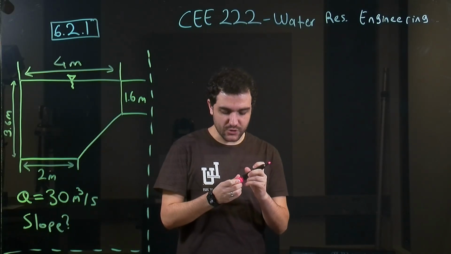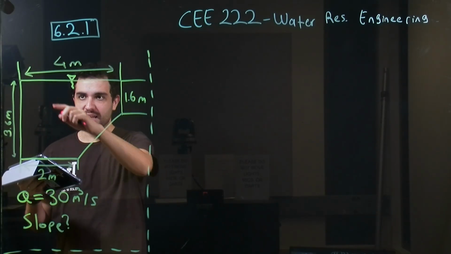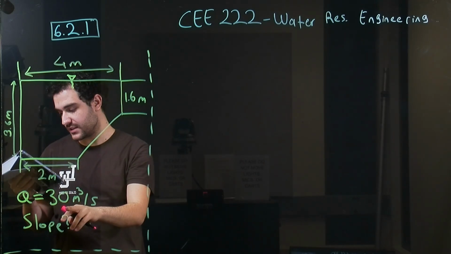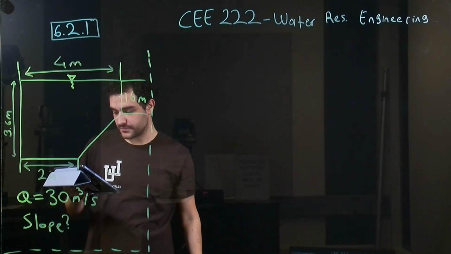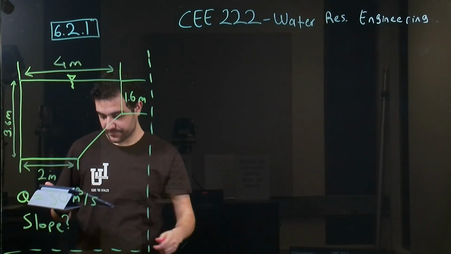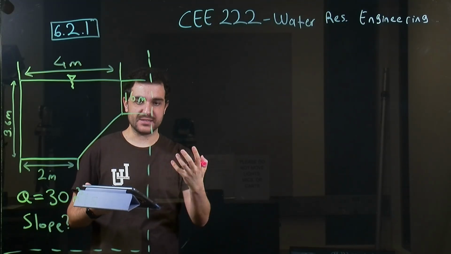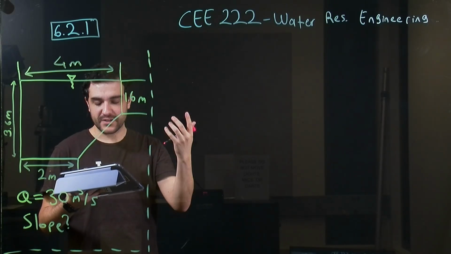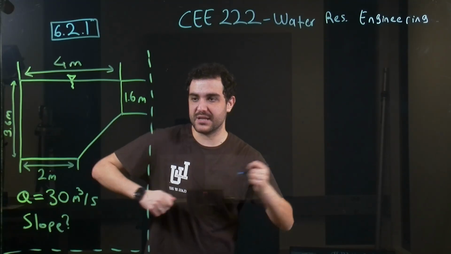So first let me read the question. Here we have a concrete channel with an unusual cross section, as you can see, and it carries water at a flow rate of 30 cubic meters per second, and we need to determine the channel slope. So first of all, since we have a flow rate, we can calculate the velocity, or we can directly use Manning's equation, which includes slope, area, Manning factor, and everything. So let me get started by writing the Manning's equation.